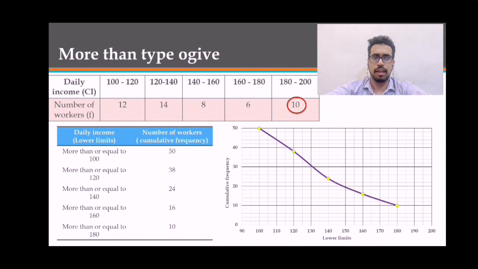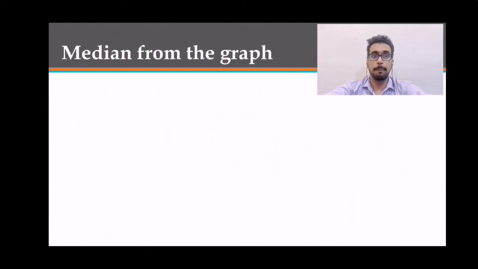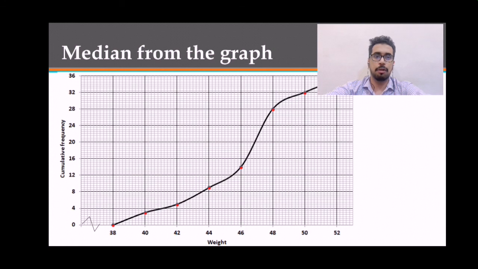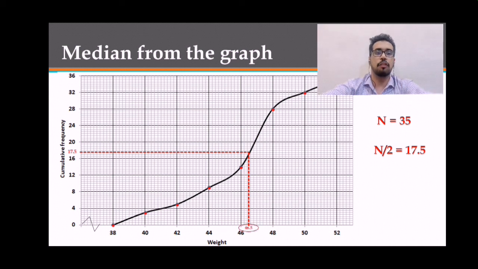Once we are done with the plotting, we also know that we can obtain the median from the graph. Here is an example of an ogive, that is a less than type ogive. Now, whenever we know the sum of frequencies, here in this case I am considering it to be 35, I would find the value of n by 2, which is 17.5. I would locate the value of 17.5 on the scale of cumulative frequency, that is on the y-axis. From there, I would draw a horizontal line until it meets the graph, and then a vertical line until it meets my x-axis. The value that I obtain there is the median of the given data.